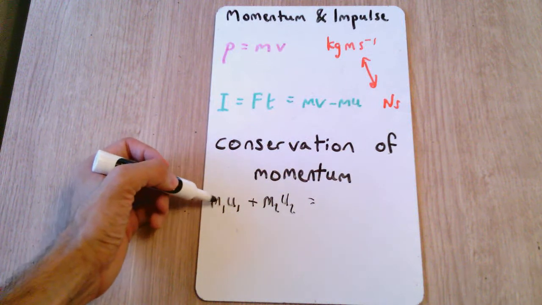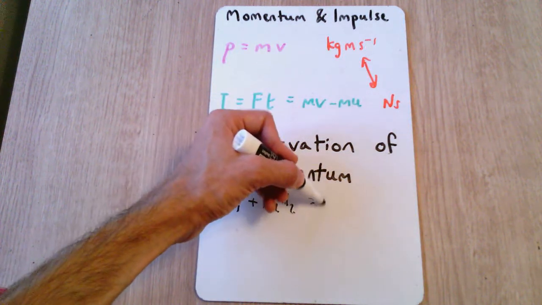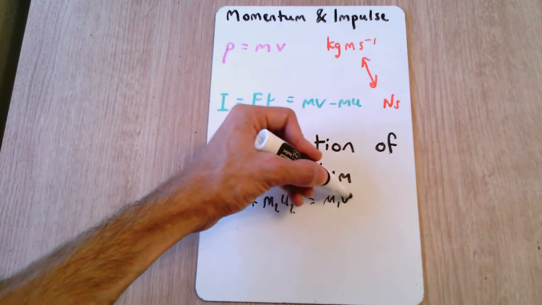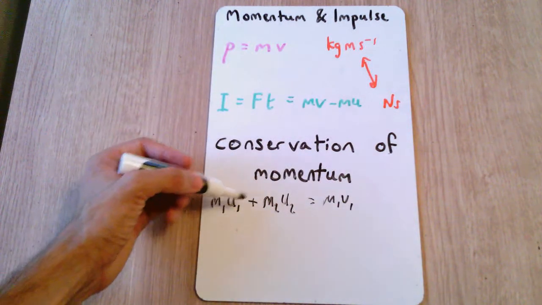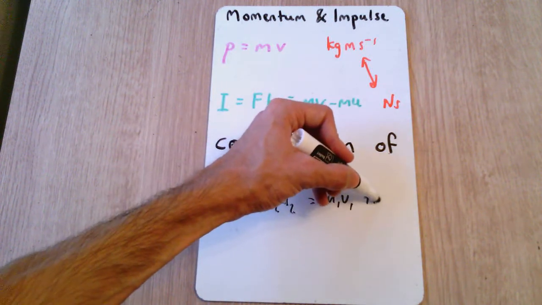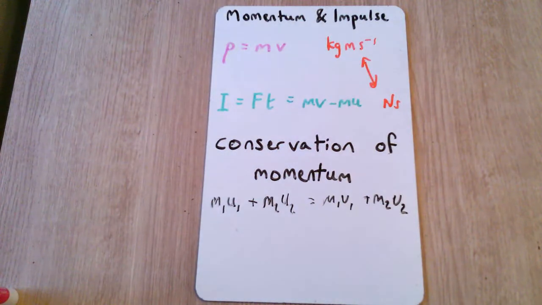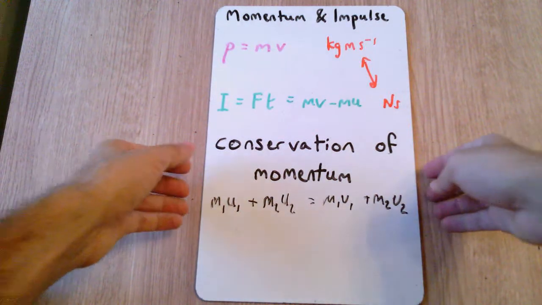So if this is m1 u1, that's the initial velocity of the first particle. The final velocity would be m1 v1. And in the same way, the momentum of the second particle will be m2 v2, and this is our key equation when dealing with the conservation of momentum and the collision of particles: m1 u1 plus m2 u2 is equal to m1 v1 plus m2 v2.